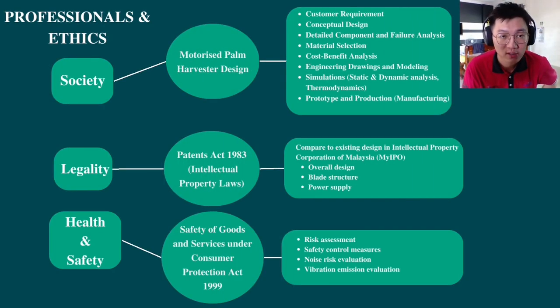For the professional ethics, we have done mainly 3 parts on the society, legality, and also the health and safety. For the motorized palm harvester design, we have done the design on the customer requirement, and we have also done the conceptual design, detailed component and failure analysis, material selection, cost-benefit analysis, engineering drawings and modeling, and also the simulation on the static and dynamic analysis, and also the thermodynamics and fluids. We have also fabricated the prototype and proposed a detailed manufacturing system as well.